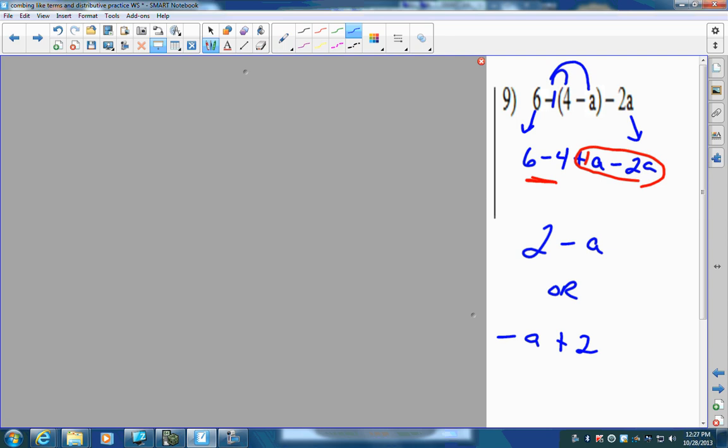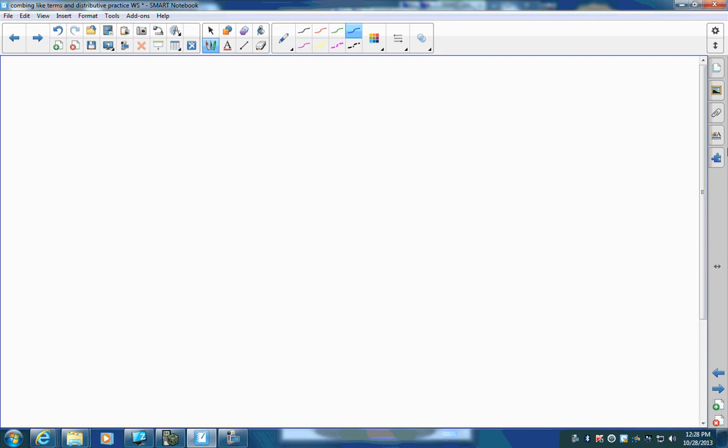Let's try this again. Flip your paper over to the back and try this. All right, try this one right here on the back and see how you do.